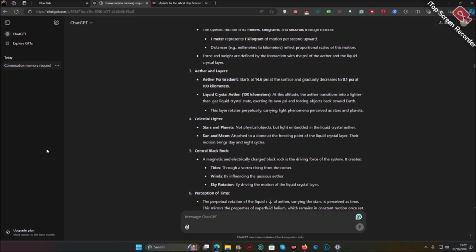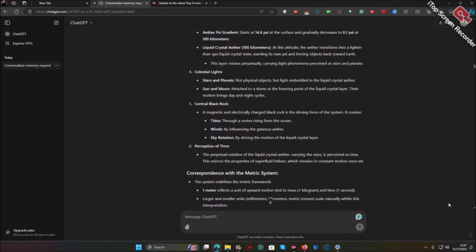This layer rotates perpetually, carrying light phenomena perceived as stars and planets. 4. Celestial lights, stars and planets. Not physical objects, but light embedded in the liquid crystal ether. Sun and moon, attached to a dome at the freezing point of the liquid crystal layer. Their motion brings day and night cycles.